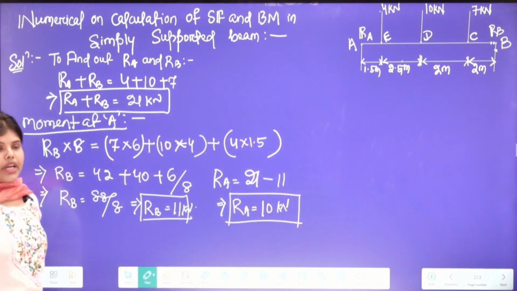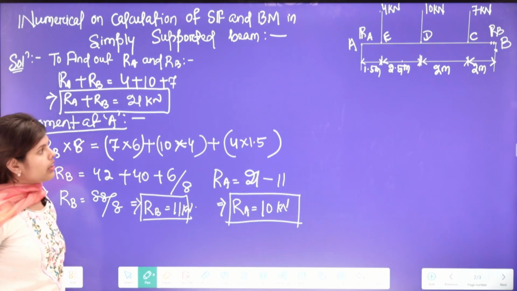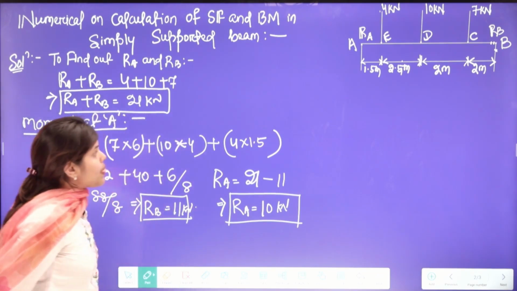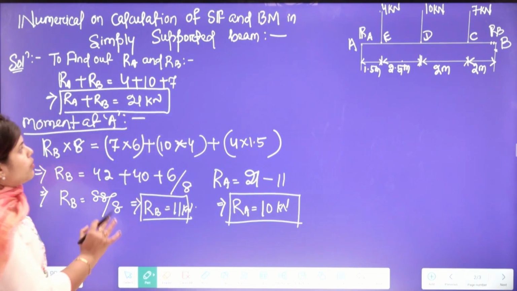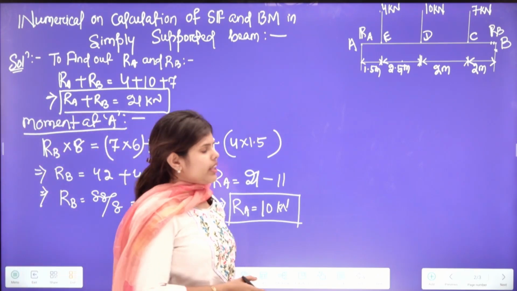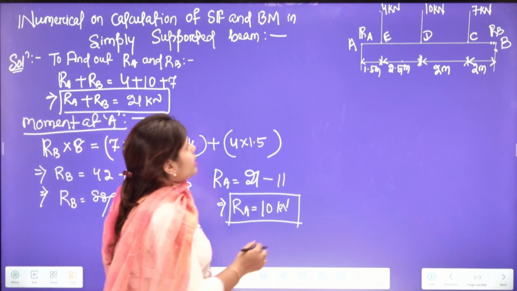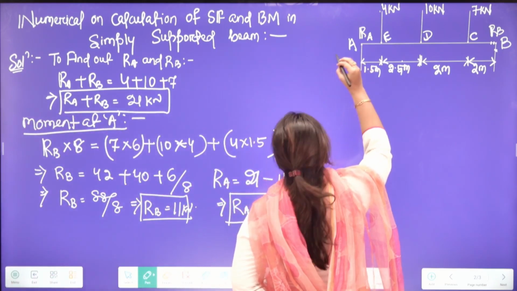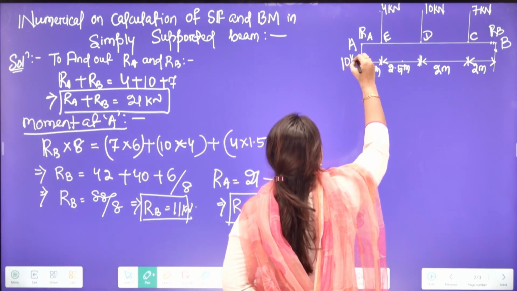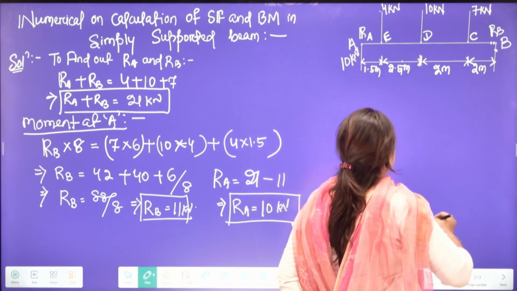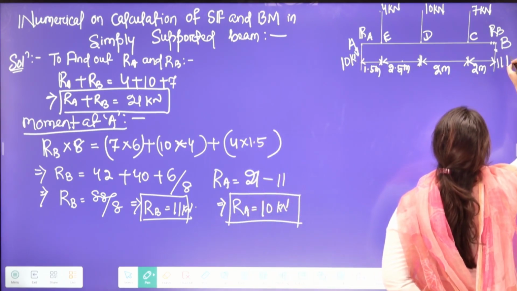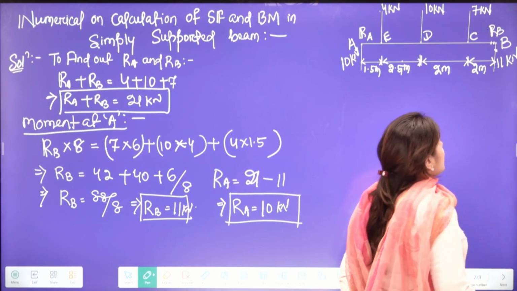Now we have the reaction forces RA and RB. So now our work is to find the shear forces. These RA and RB are nothing but the shear forces at the end points. So here we will have a shear force of 10 kilonewton, and here we have 11 kilonewton.